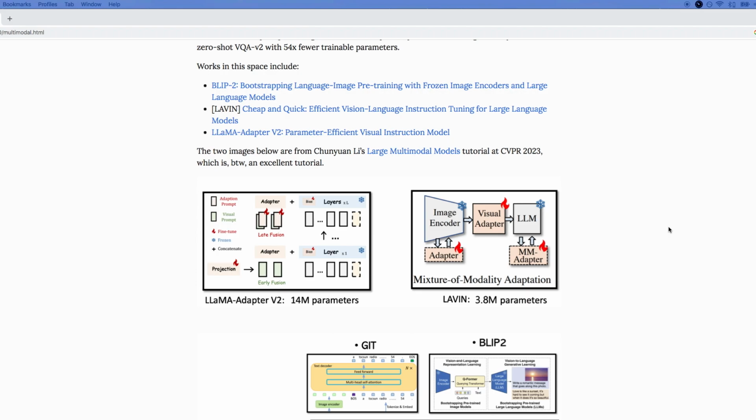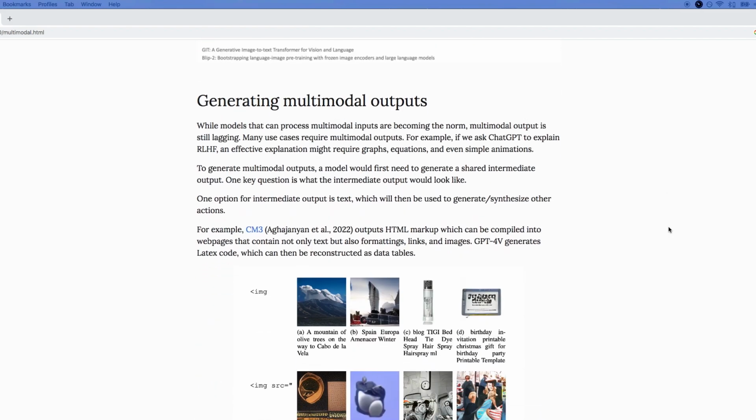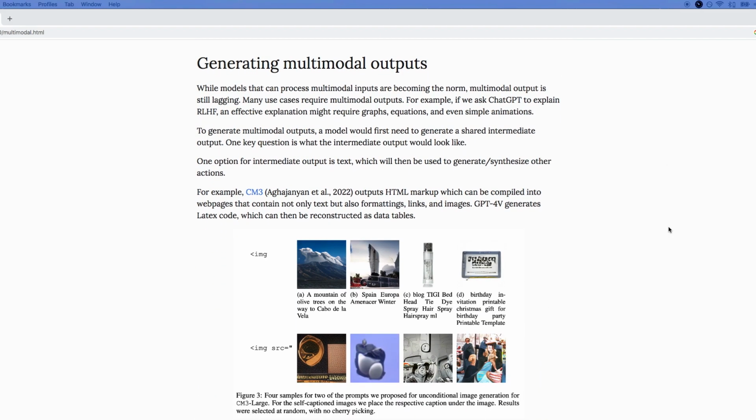The two images below are from Chip Huyen's Large Multimodal Models tutorial at CVPR 2023, which is, by the way, an excellent tutorial. Generating multimodal outputs. While models that can process multimodal inputs are becoming the norm, multimodal output is still lagging. Many use cases require multimodal outputs. For example, if we ask ChatGPT to explain RLHF, an effective explanation might require graphs, equations, and even simple animations.